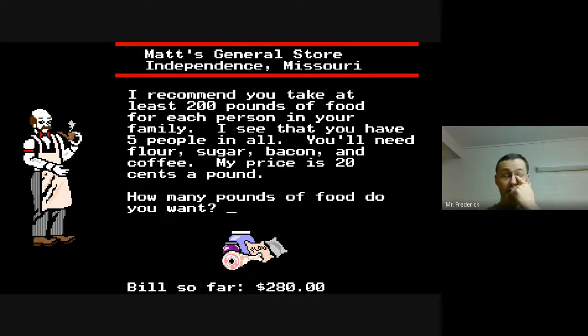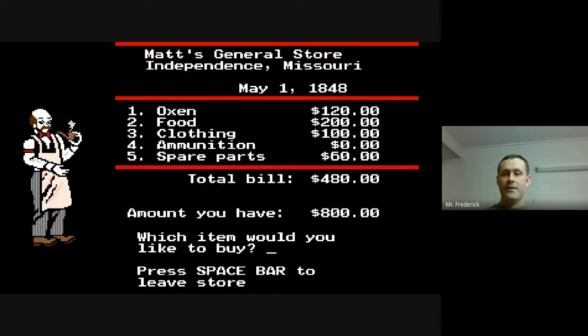Well, Matt recommends 200 per person times 5 people. For you mental math people out there, that's 1,000 pounds. I'm going to try to take 1,000 pounds of food. And that only cost me $200. Okay, I'm good with that. All I need left is ammunition. I've still got at least over a third of my money left.